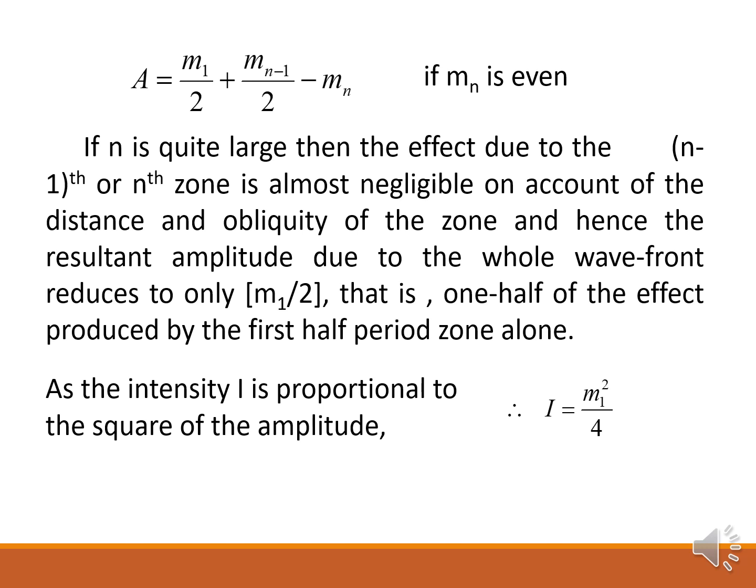If n is quite large, then the effect due to the nth zone is almost negligible on account of the distance and obliquity of the zone, and hence the resultant amplitude due to the whole wavefront reduces to only M1 by 2, that is 1/2 of the effect produced by the first half period zone alone. Now we know that intensity is proportional to the square of the amplitude, so I is equal to M1 squared divided by 4.